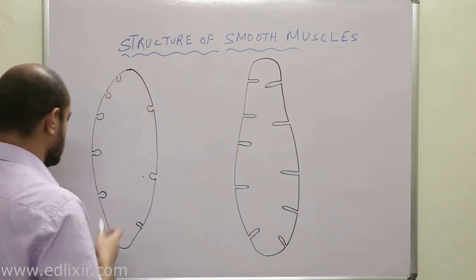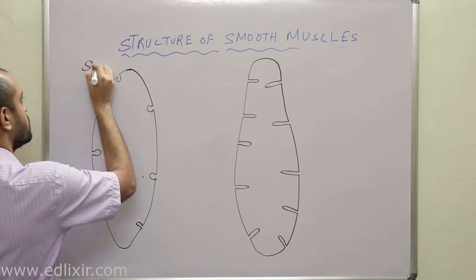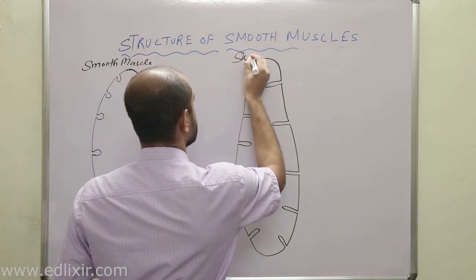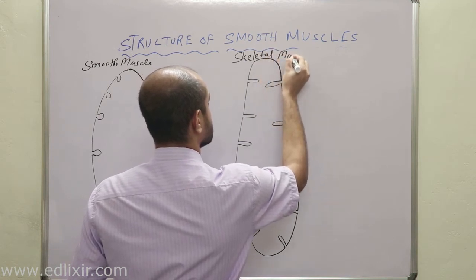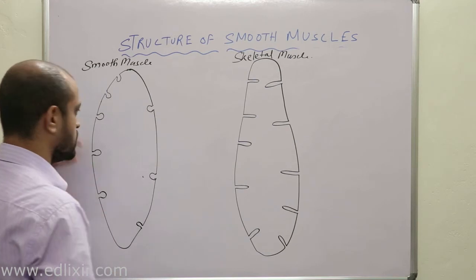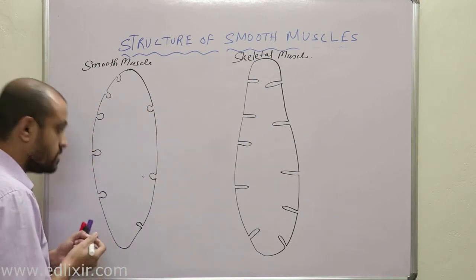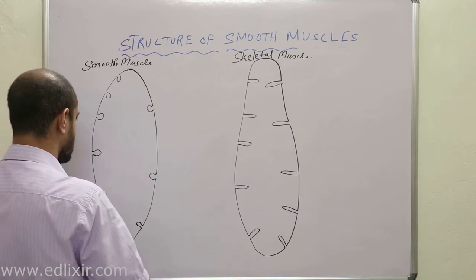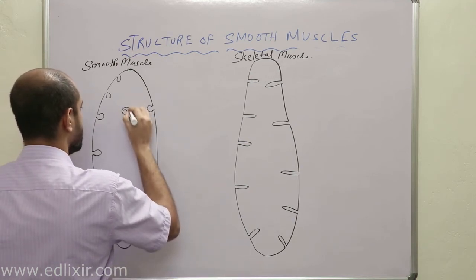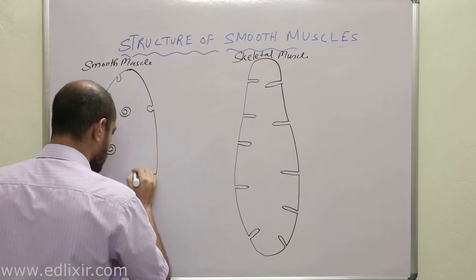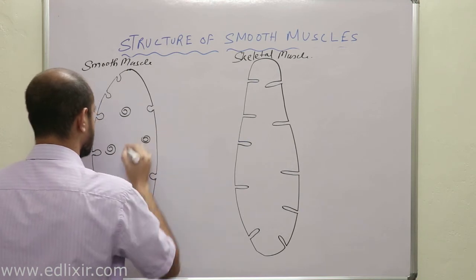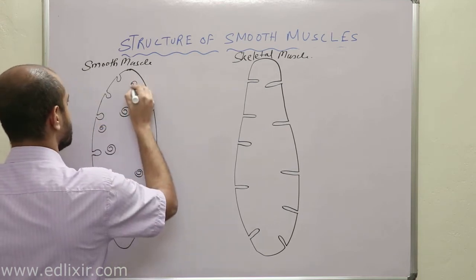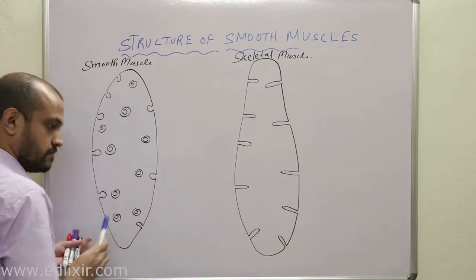Here, caveolae. So this is smooth muscle, and this is your skeletal muscle. Now these are your T tubules, and these are your caveolae. Now listen. Dense plaques? No. These are dense bodies, right? Dense plaques are present in the periphery, but these are present inside. These are dense bodies.